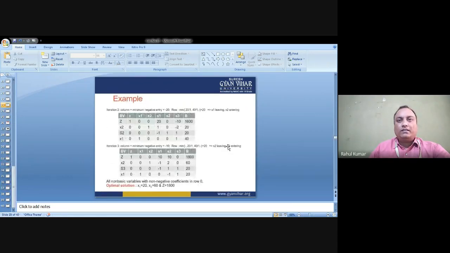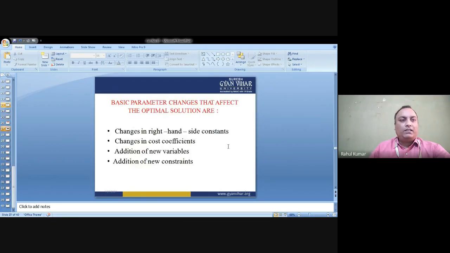Then come to the basic parameter changes that affect the optimal solution. These are the changes in right-hand side constants, changes in the cost coefficients, addition of new variables, and addition of new constraints.